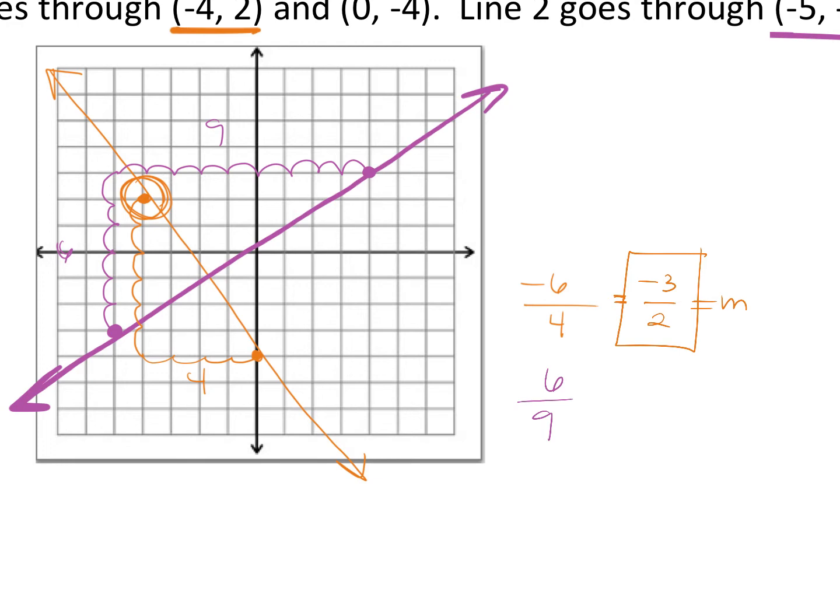Close. 2 over 3, right? So both are divisible by 3. So this would be 2. This would be 3. So my purple line has a slope of 2/3.